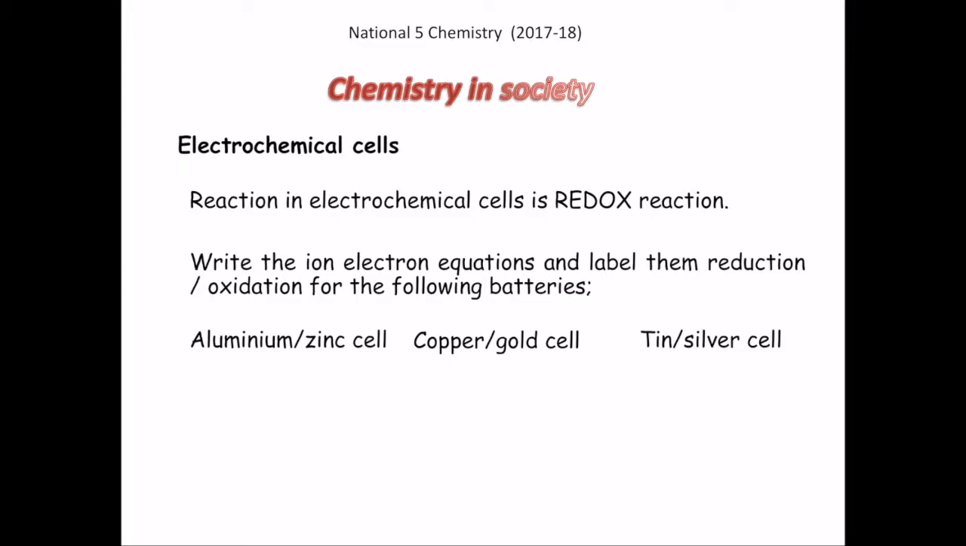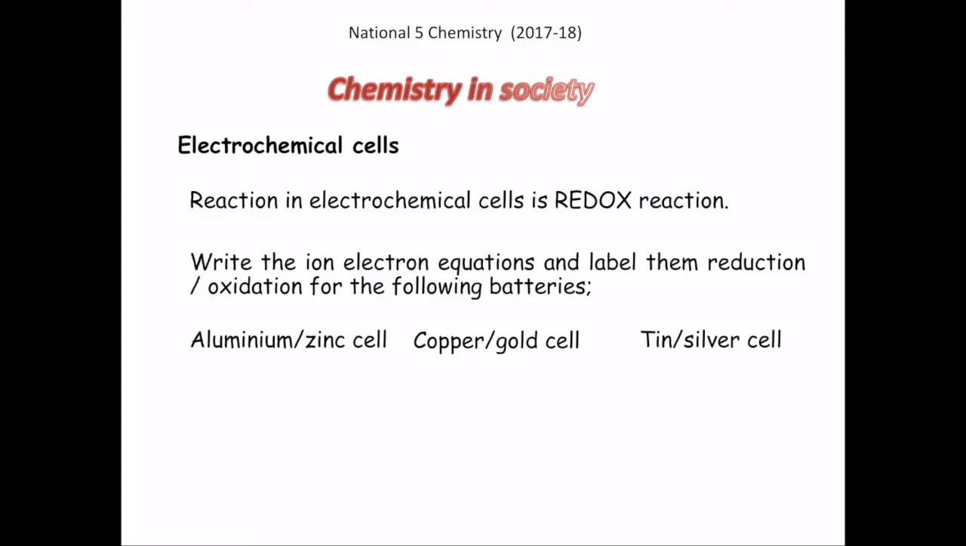The reaction in electrochemical cells is a redox reaction, which means that both reduction and oxidation processes occur simultaneously. Here you can see there are three examples of different kinds of cells. So what I expect you to do is write the ion electron equation and label them reduction or oxidation for the following batteries. Batteries are combinations of the same kind of cells.